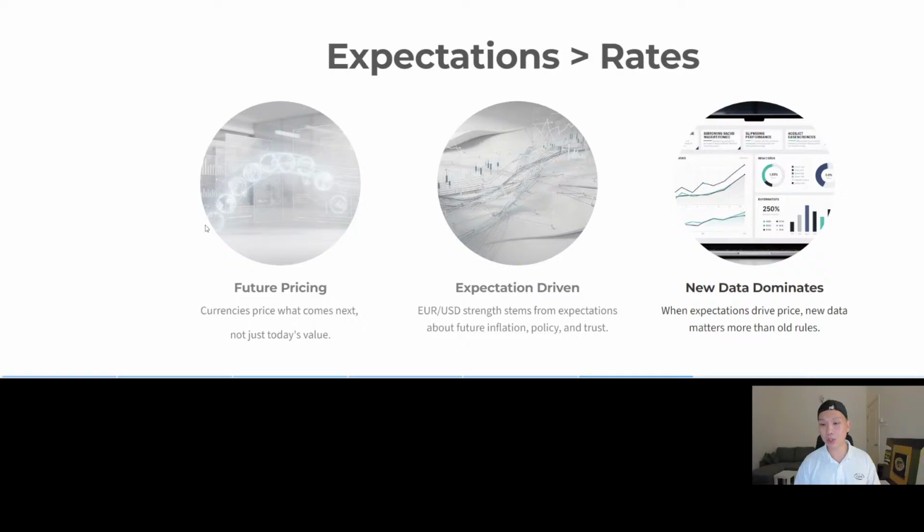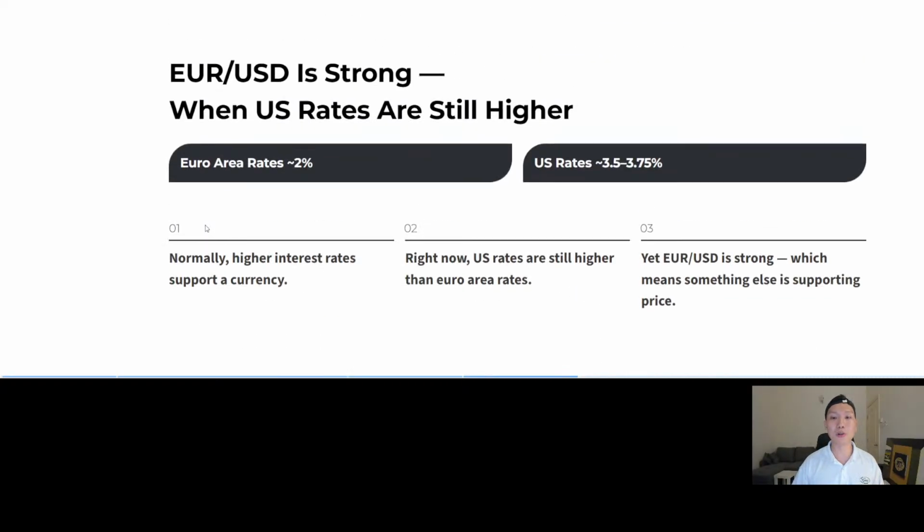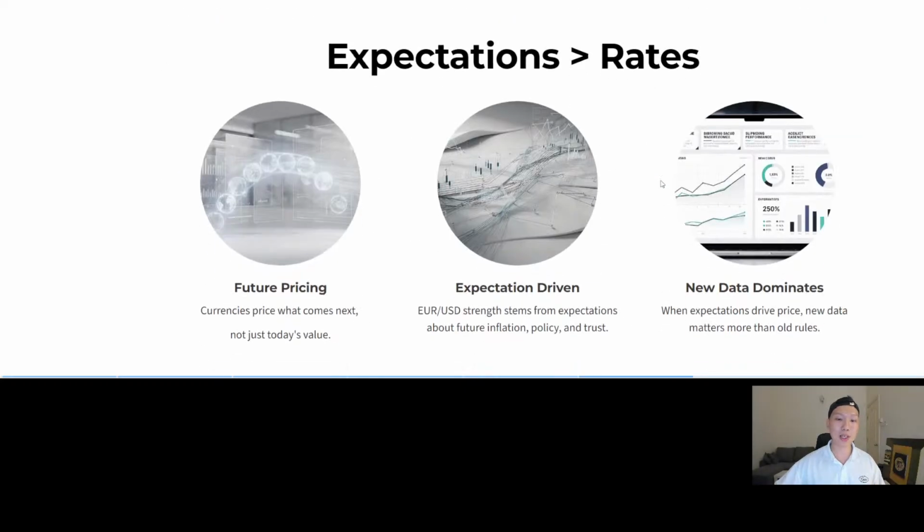And number three is that new data dominates. When expectation drives price, new data matters more than old rules. So even though the old rule is that the US rate is currently higher than the euro, because of new data, expectation, and future pricing, expectation is currently overpowering rates.